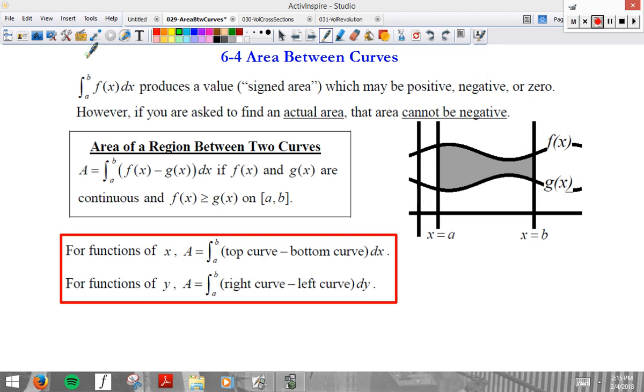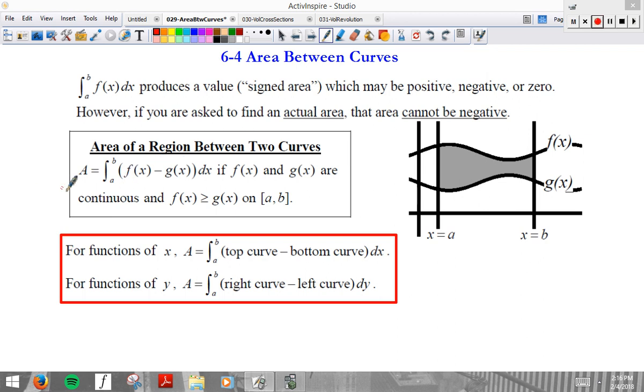However, in this lesson, and in 6-5 and 6-6, if you are asked to find an actual area, that area will not be negative. If we're talking about the area between two curves, like this hourglass figure right here, this area is going to be a positive value. Whether it was above or below the x-axis, we would count it as positive. The way we will ensure that we are getting a positive value is to make sure we are always using positive heights.